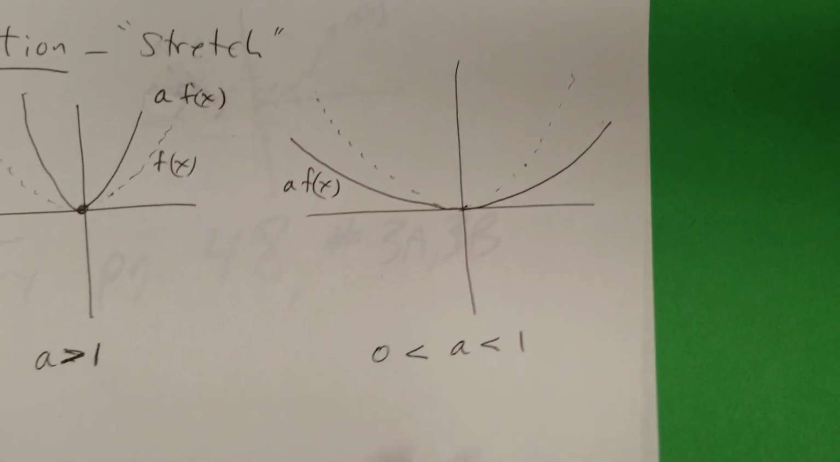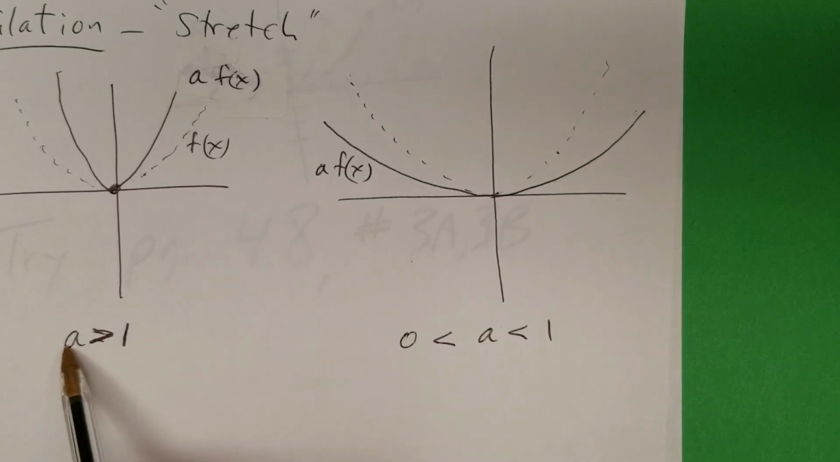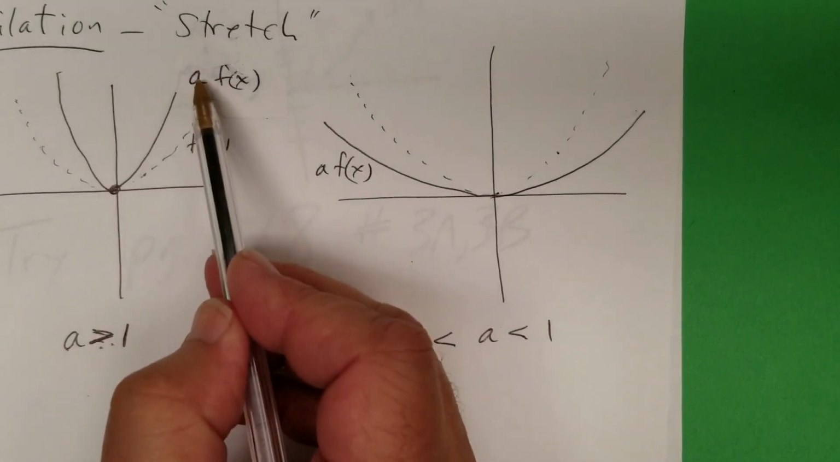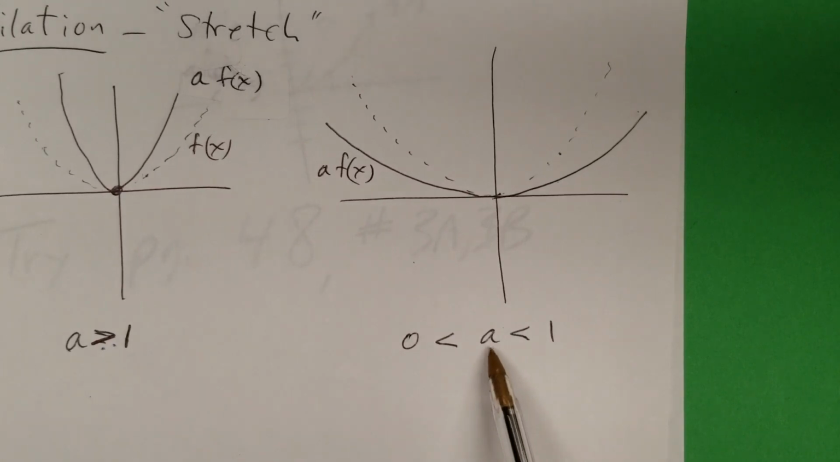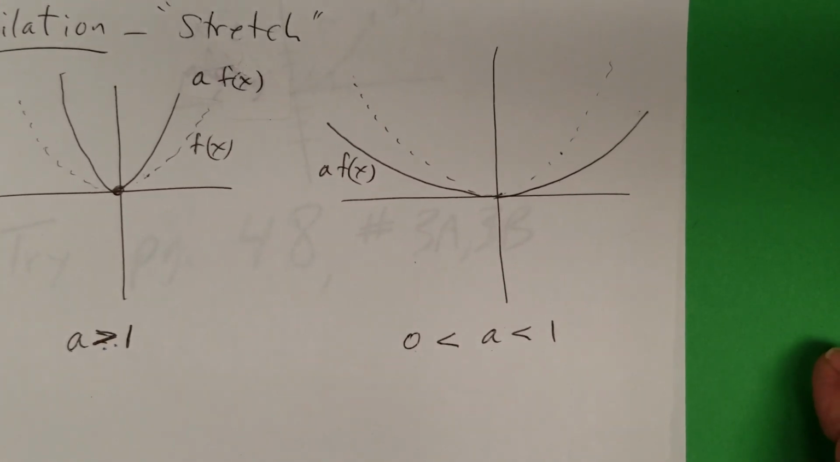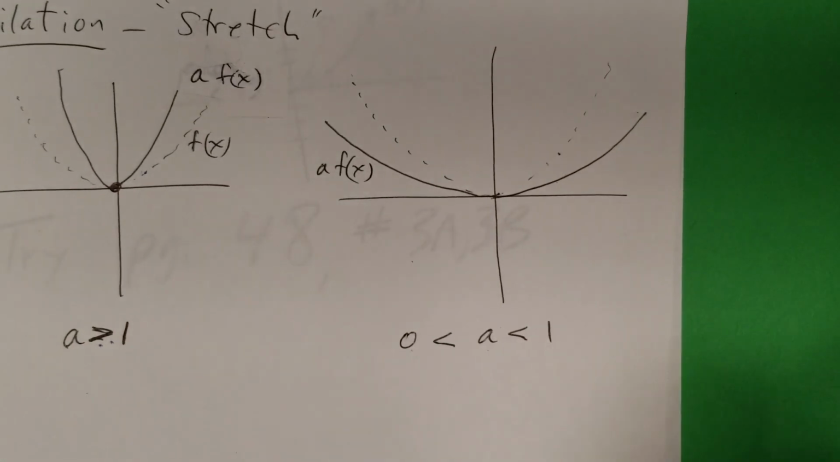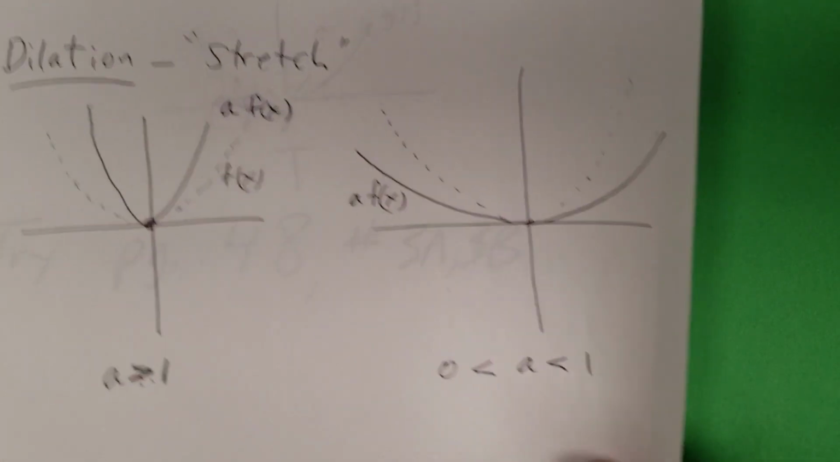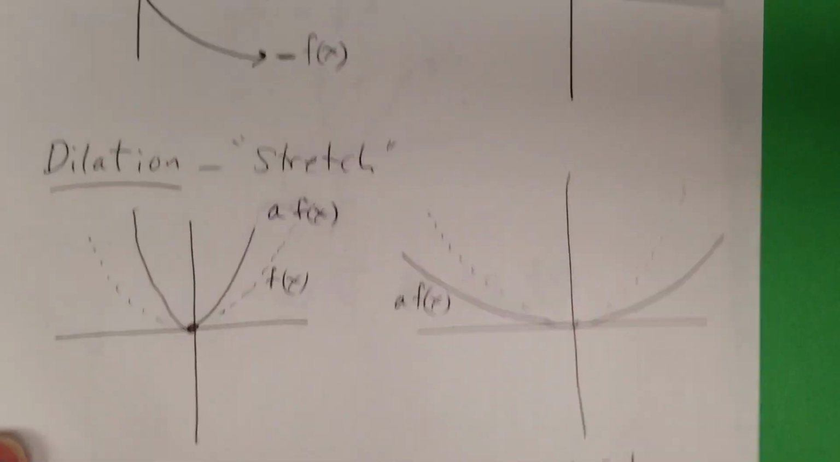Okay? So below these graphs, here, a is bigger than 1. The multiplying number is bigger than 1. Here, a is between 0 and 1. Some fraction between 0 and 1. Okay? Let's see an example, and we'll be done.